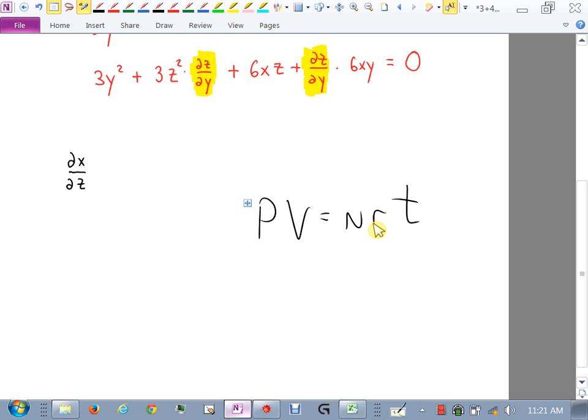But there's three real variables, right? And since there's three variables, I could say, hey, look, I want to know how the pressure is going to change if I just make small changes in temperature, which means I need to hold the volume constant. So I could ask for partial P with respect to T, right?